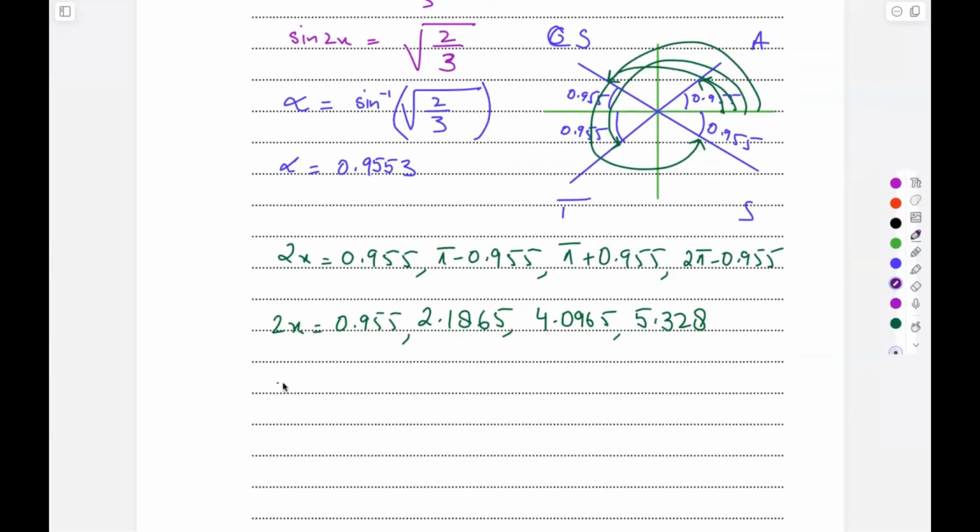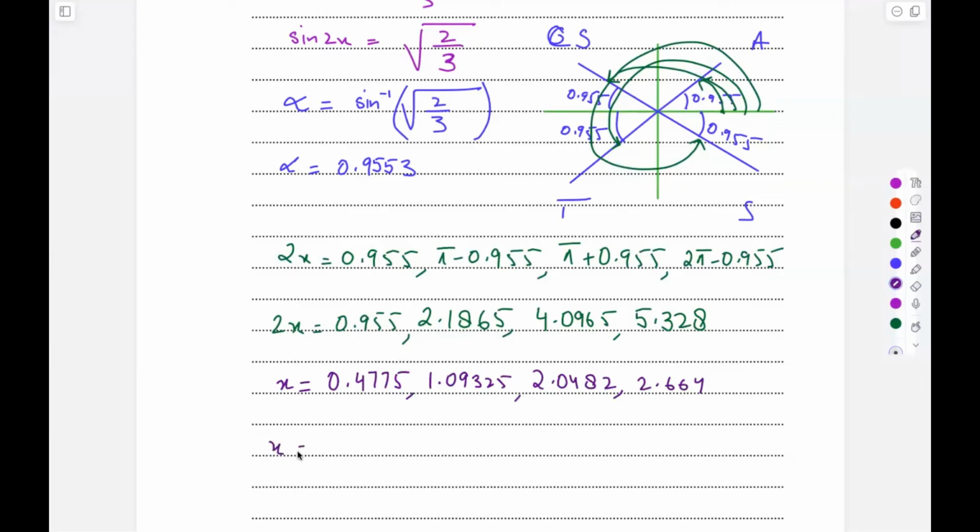To find the value of x, we'll divide each of these values by 2. So 0.955 divided by 2 will be equal to 0.4775. Then 2.1865 divided by 2 is equal to 1.09325. 4.0965 divided by 2 will be 2.048, and we can just add a 2 over here as well. And then 5.328 divided by 2 will be equal to 2.664.